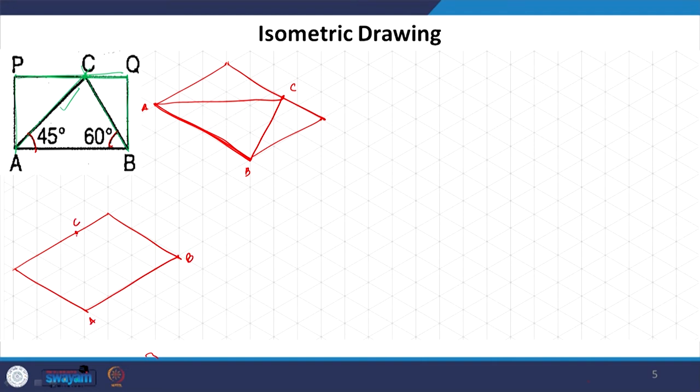So, A, B, C. Now, you see, it's the same triangle which we are getting here and here. It's exactly the same triangle. It's just that it has been kept with a slightly different rotation, and we will see a different looking object in the isometric drawing. It is essentially the same drawing. It's just that the orientation is slightly different, so we see it differently. This is what happens in isometric drawing.